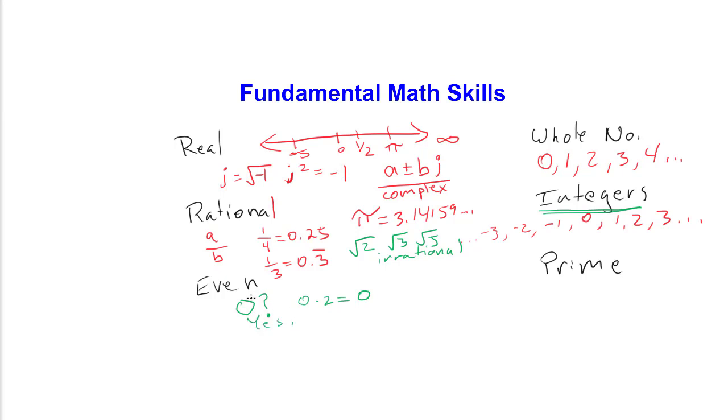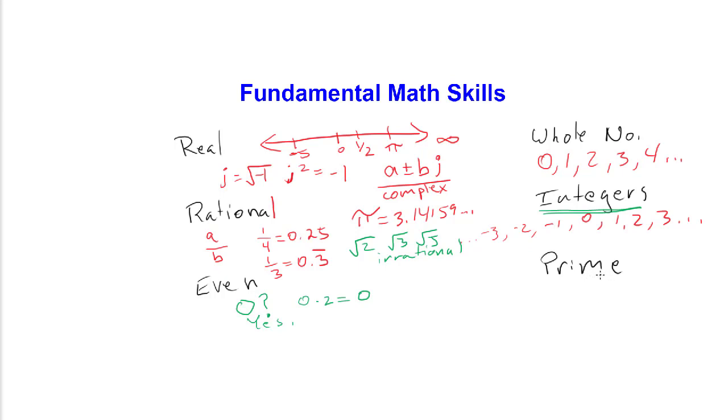so therefore 0 is even, I would say, yes. Okay? But again, any number that's divisible by 2 or has 2 as a factor is even. It ends in 0, 2, 4, 6, or 8. All right, yeah, we know that. And then every other integer, 1, 3, 5, 7, 9, will be an odd integer, okay?